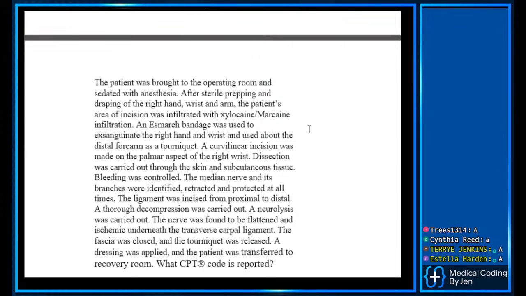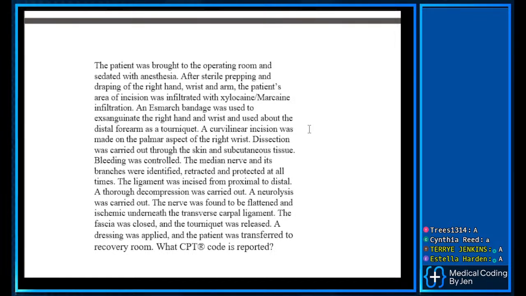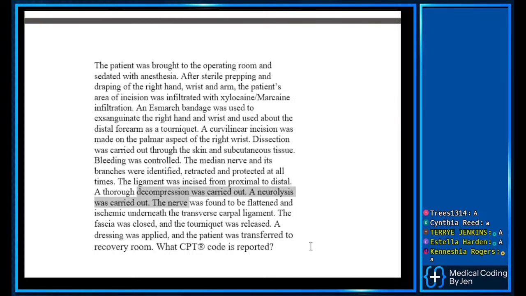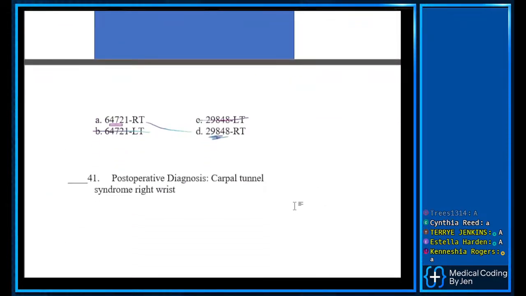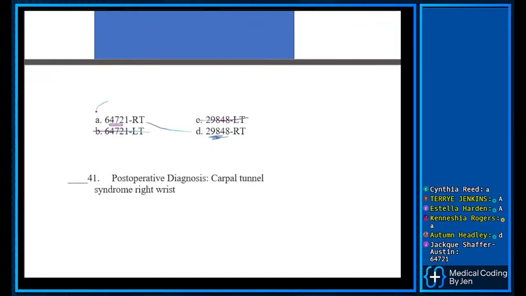We can check out our procedure and see what we did. It's probably a case. What did we do? We incised a ligament proximal to the distal, decompressed it. We found the nerve had been flattened. And then we closed them up. Yep. So what do you guys think is your answer? A indeed is your answer.